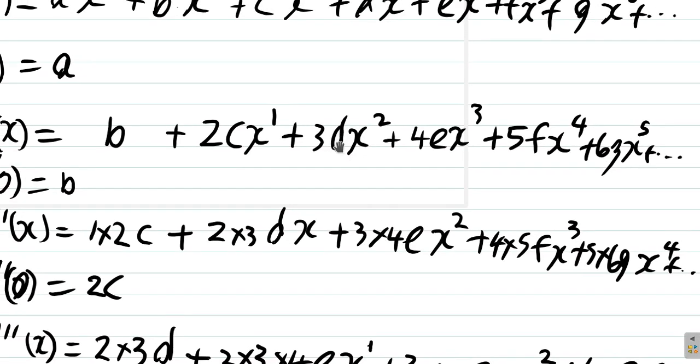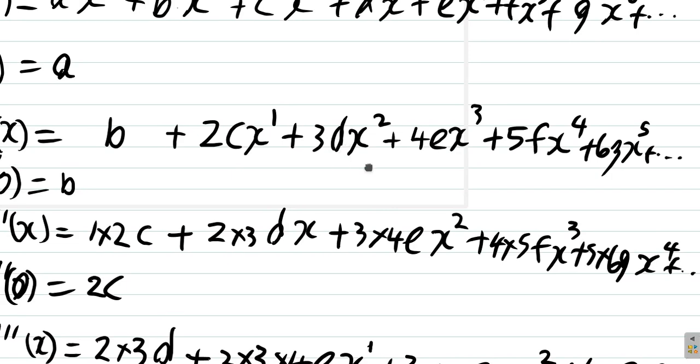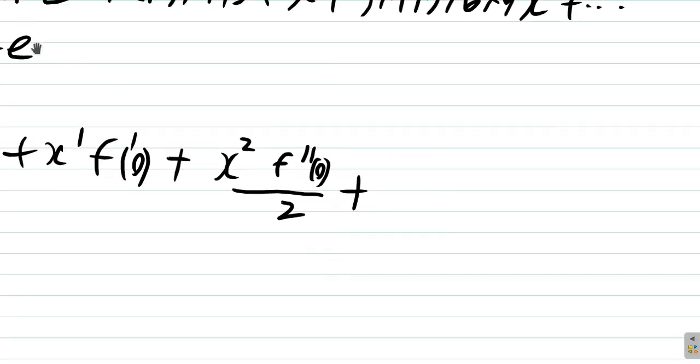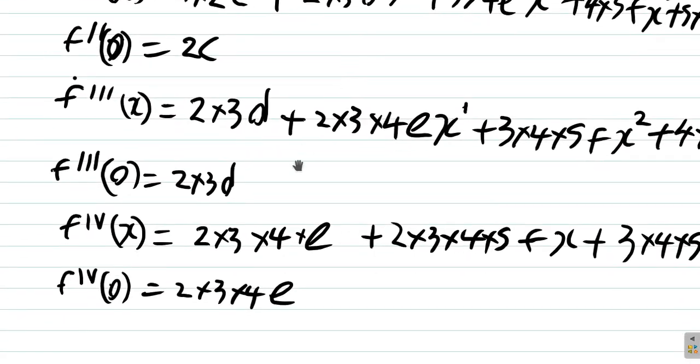For the d part, we have 3d x squared. Oh, I'm looking at the wrong thing. It's up here. I should look. We have dx cubed. So let's write it as x cubed d, because we're comparing this with the Maclaurin series that I had copied, and they put the x to the power on the left. So x cubed d, we want to find out what d is.